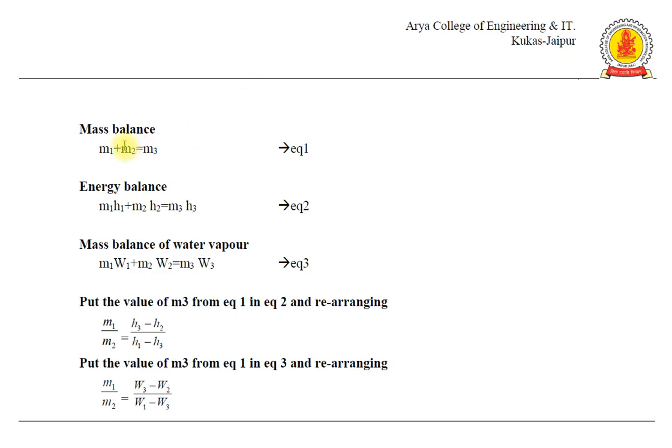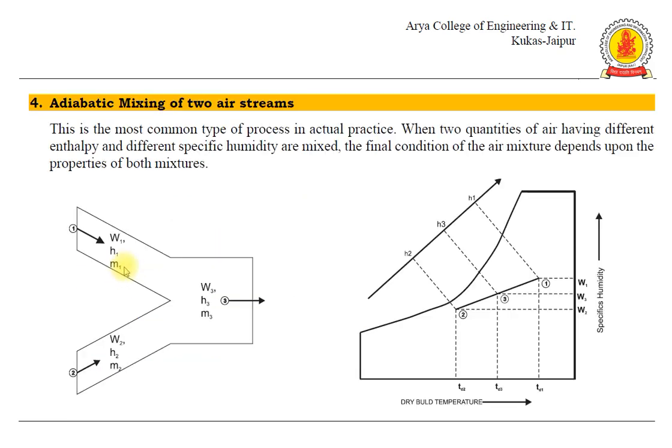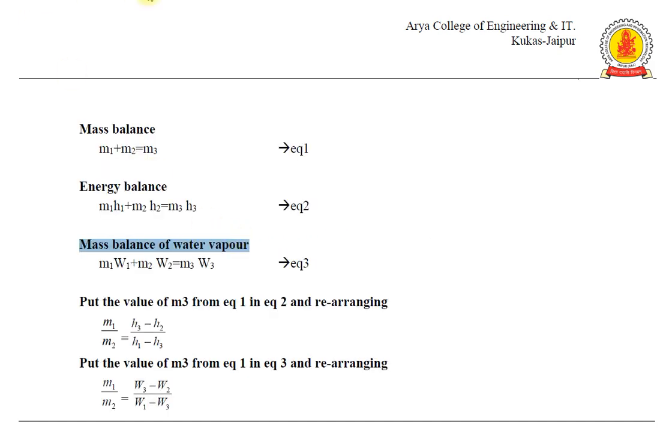Now we know that mass will be conserved: m1 plus m2, the mass of both the input streams, will be equal to m3, the resultant stream. Energy will be conserved: m1 h1 plus m2 h2 will be equal to m3 h3. That is equation 2. Mass balance for water vapor: m1 times specific humidity of the first stream, plus m2 times specific humidity of the second stream, will be equal to m3 times specific humidity of the third stream, the resultant stream.